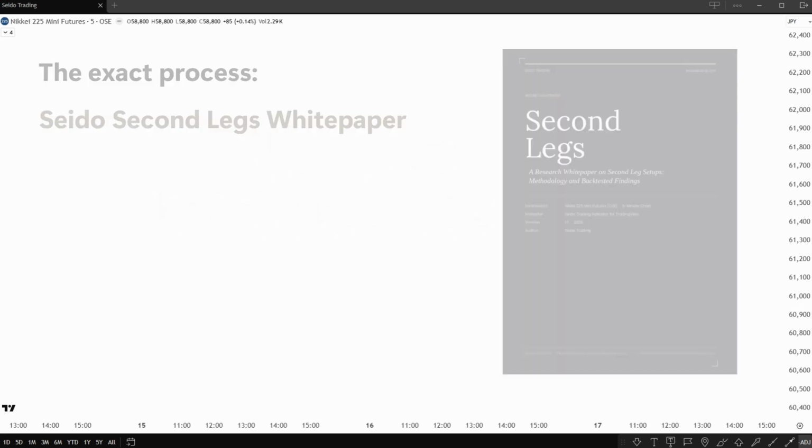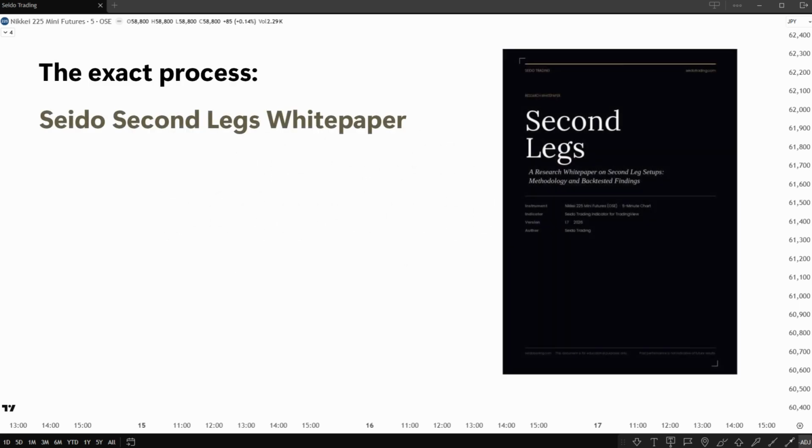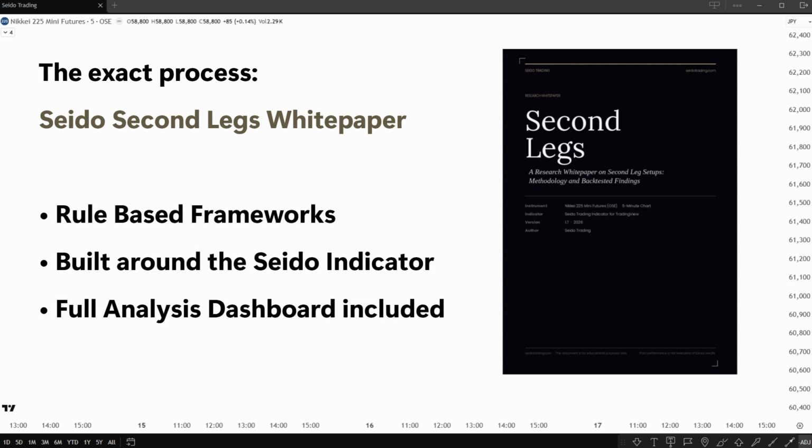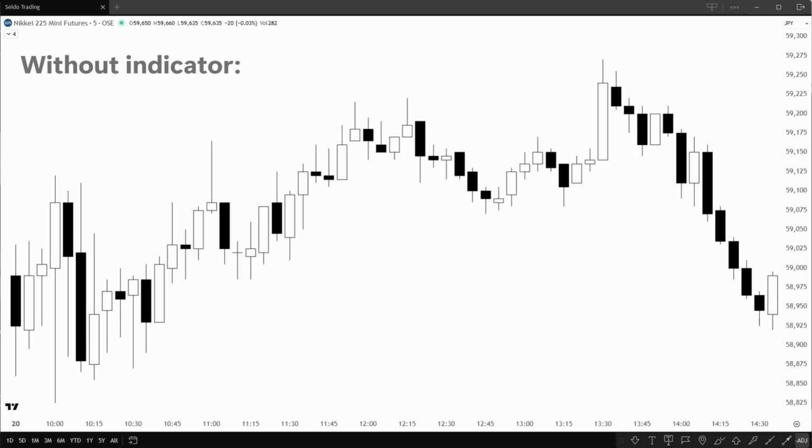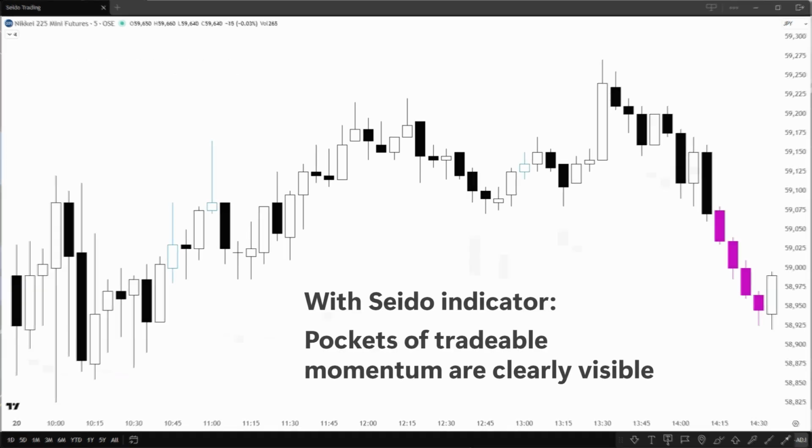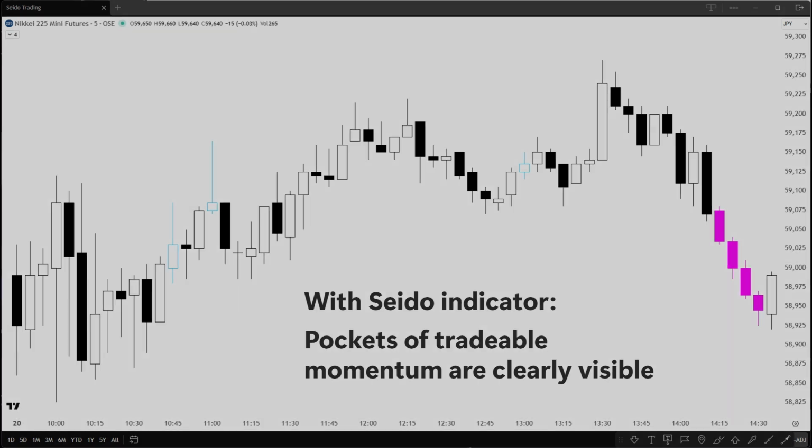This is the exact process we use to build our second legs white paper and backtest the strategy behind it. We worked from a rigid set of rules built around our indicator, rules that produce defined, easy to identify entry signals with no ambiguity in execution. The indicator expresses momentum visually. So rather than analyzing every candle, it shows you when genuine momentum is present, removing the decision fatigue that comes from trying to read each bar in isolation.